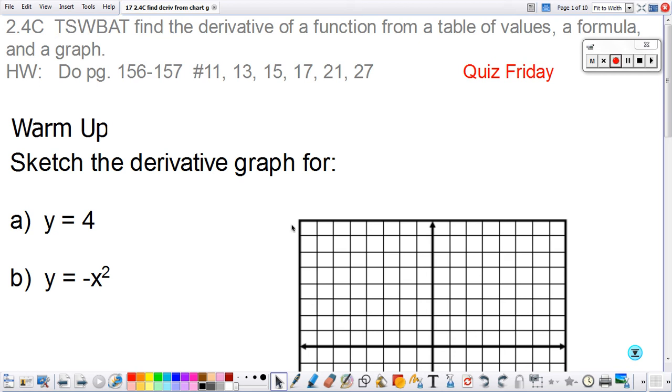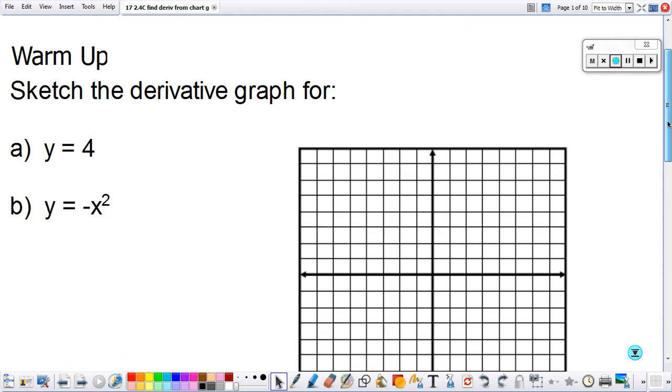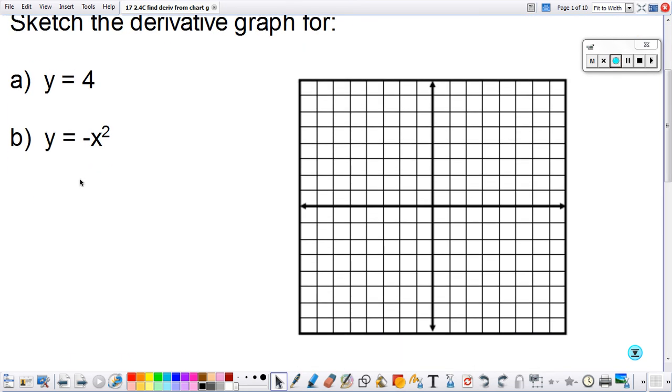So on page 15 is our warm-up. This is good practice for your Quiz Friday. We're going to pause the video here for you to sketch the graph of these derivatives. So sketch the derivative for each of these equations.